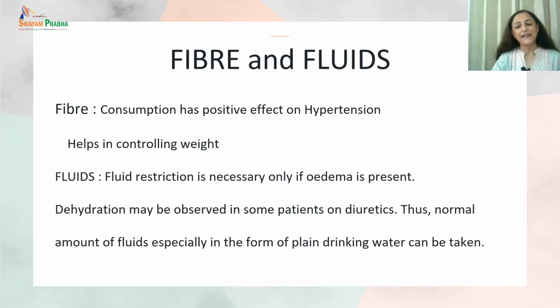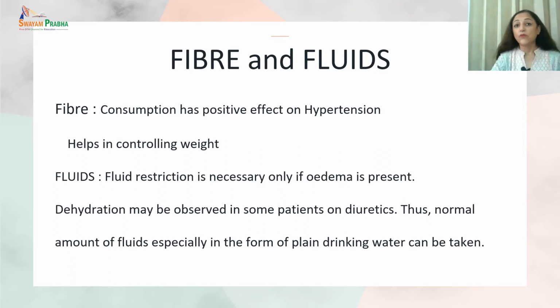Fiber consumption has a positive impact on hypertension. Now, when we talk about fiber, it includes both soluble sources of fiber and insoluble sources of fiber. It will not only help in controlling weight and be beneficial for obesity management, but it will also help in managing the blood sugar levels. It will be helpful in cardiovascular diseases. So both types of fibers should be included by a hypertensive person.